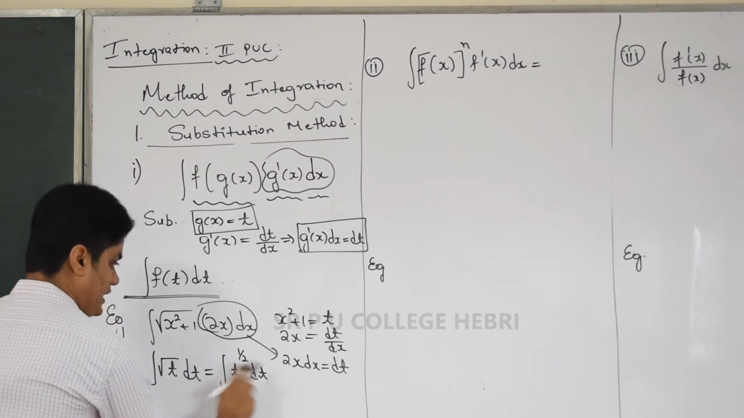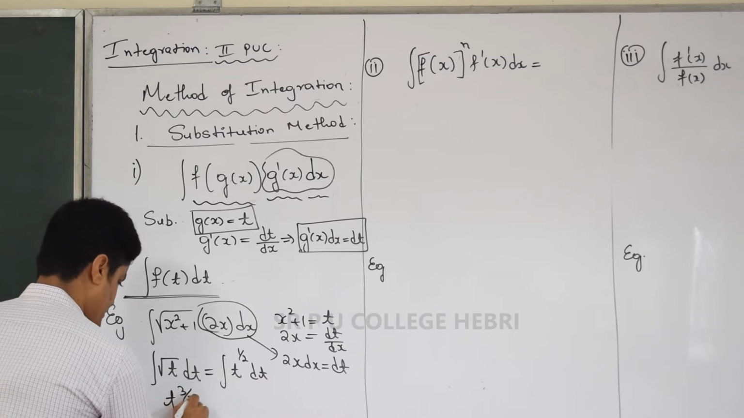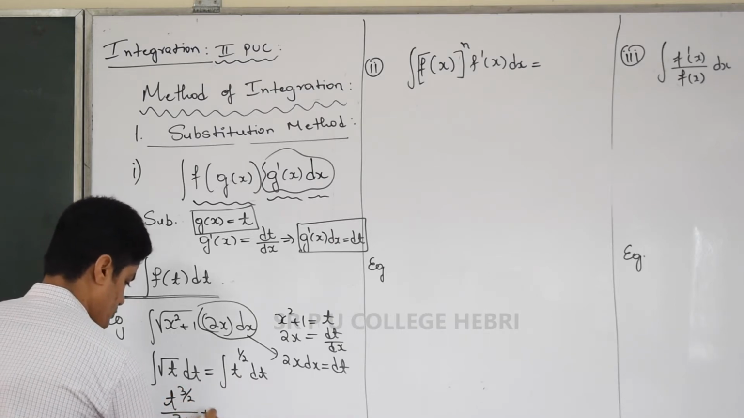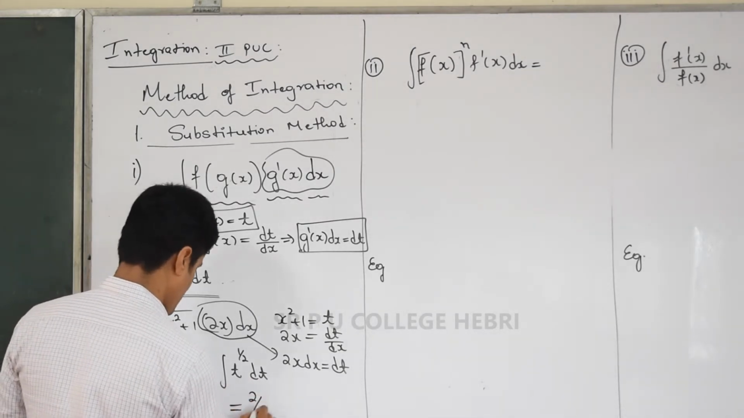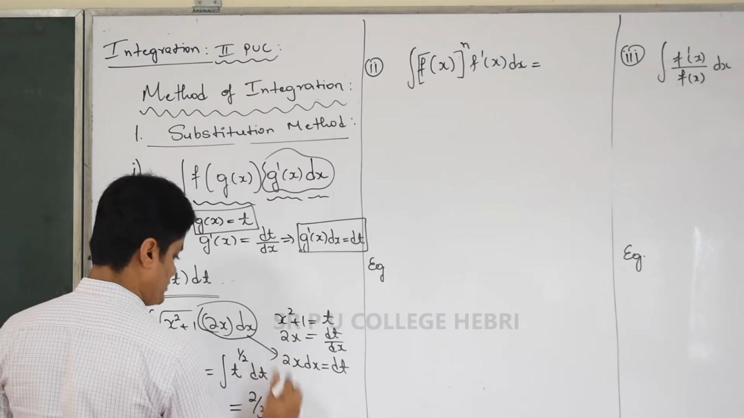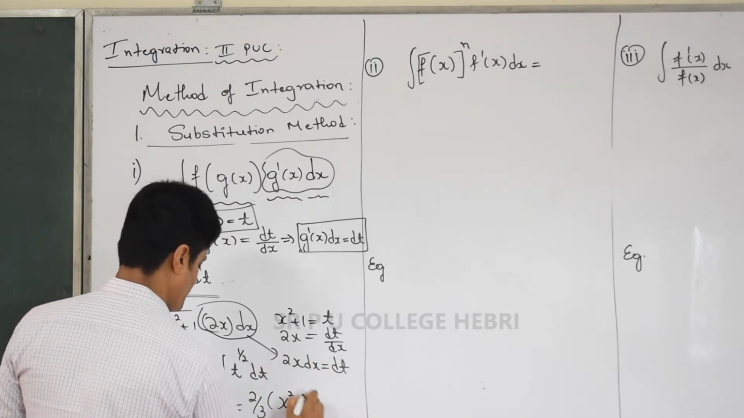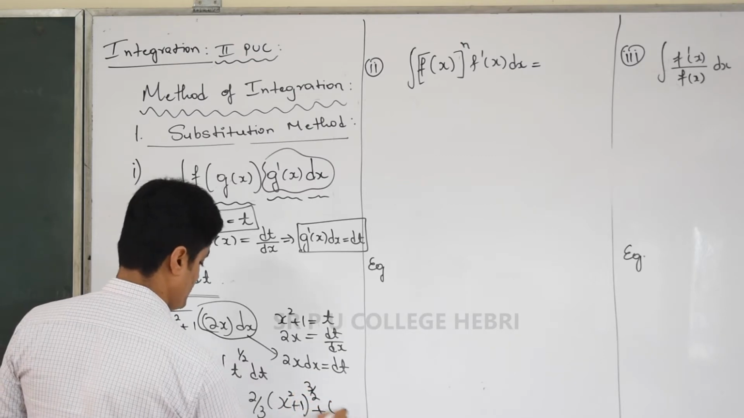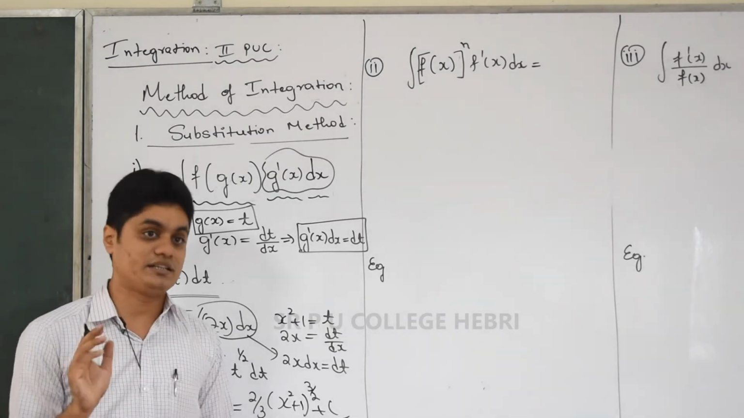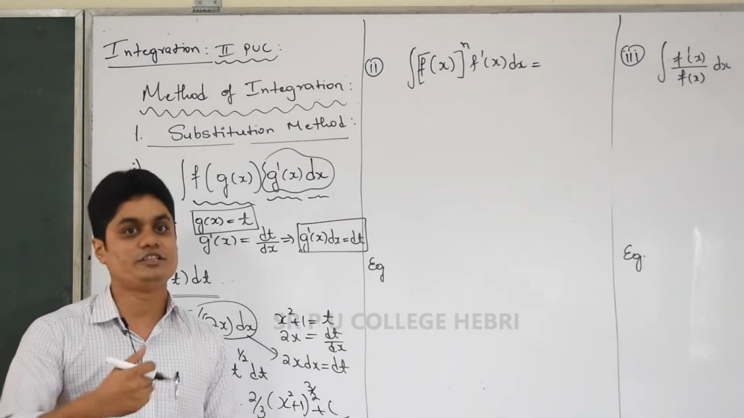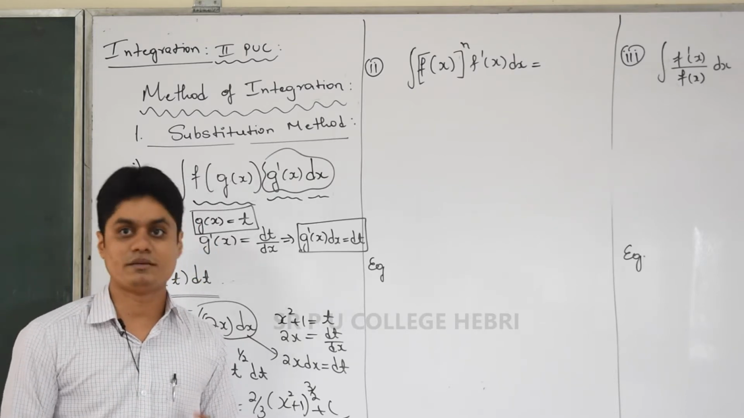Now t power half into dt, you know how to integrate this, x power n formula: t power 3 by 2 by 3 by 2 plus c. But the final answer must be in terms of x, that is 2 by 3 into x square plus 1 whole power 3 by 2, not t. So replace t by x square plus 1 whole power 3 by 2 plus c. I hope you understood. In between you are converting x into t, but when writing the final answer you should replace t in terms of x, then underline the answer.